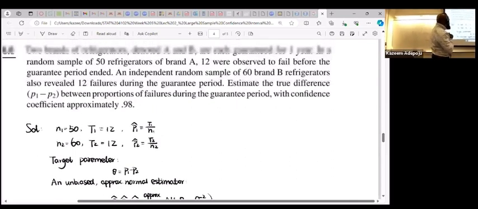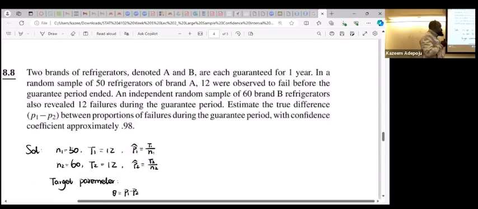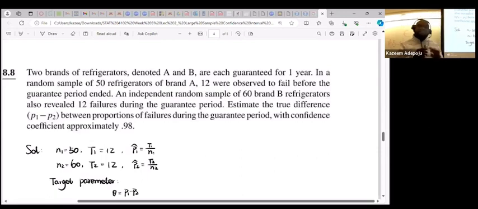Now take a look at this question. Two brands of refrigerators denoted A and B are each guaranteed for 1 year. In a random sample of 50 refrigerators of brand A, 12 were observed to fail before the guarantee period ended. An independent random sample of 60 of brand B refrigerators also revealed 12 failures during the guarantee period. Estimate the true difference between the proportions of failures during the guarantee period, with confidence coefficient approximately 0.98. Now, of course, we're dealing with a difference of proportions here.